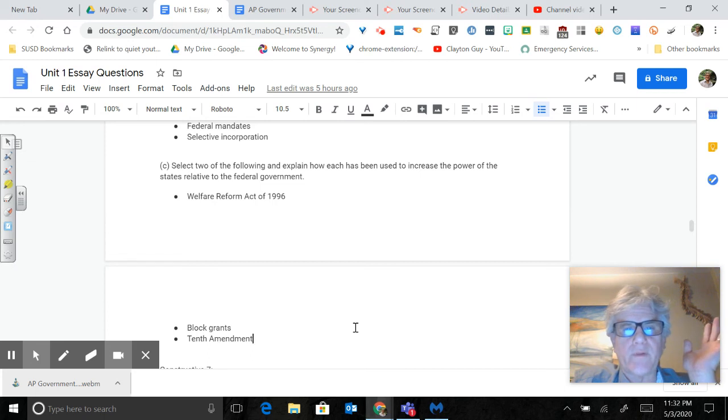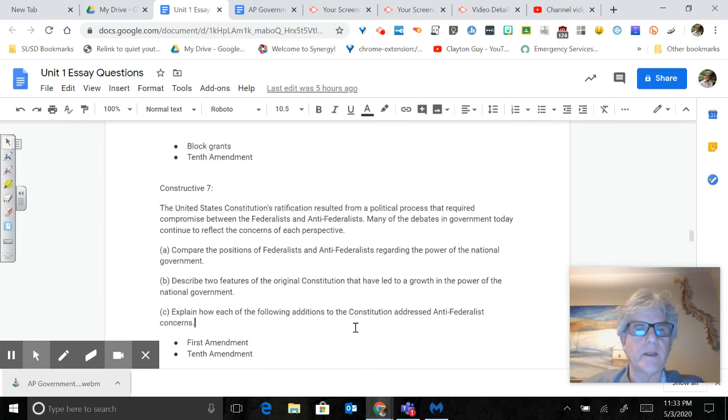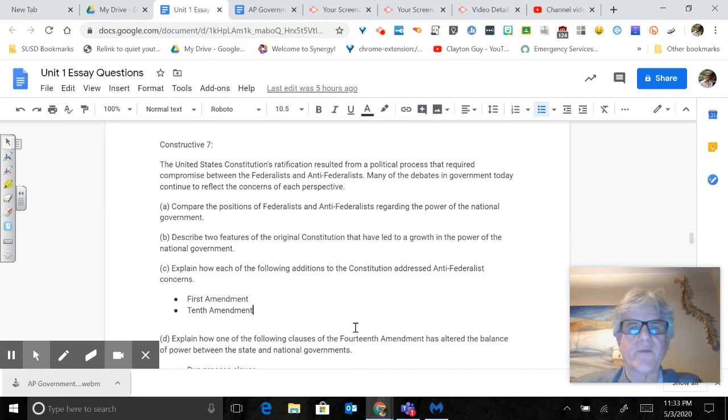You can do the Welfare Reform Act of 96, which basically changed welfare from a categorical grant to a block grant. States were able to regulate welfare, to limit welfare, and then block grants just in general, how they've been used in the 10th Amendment.